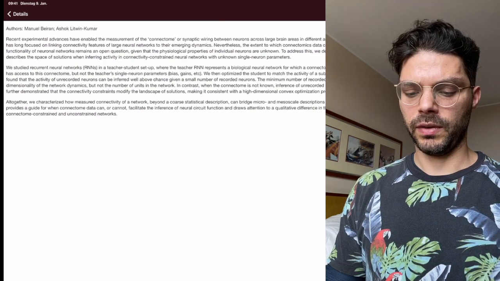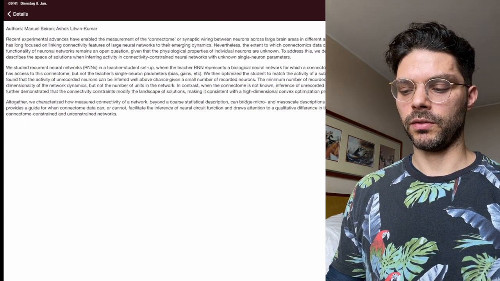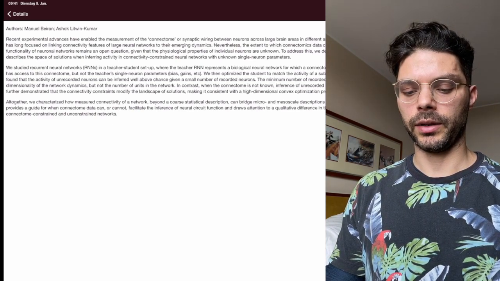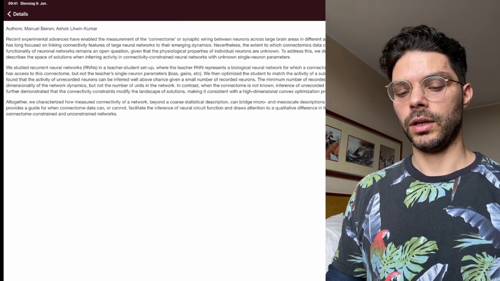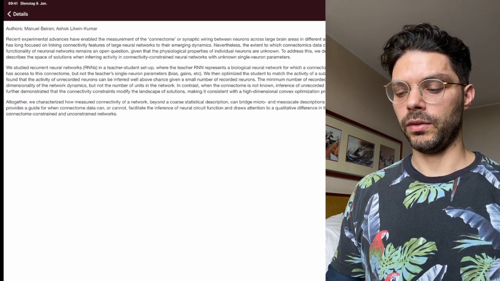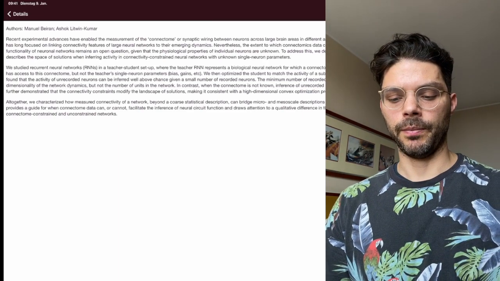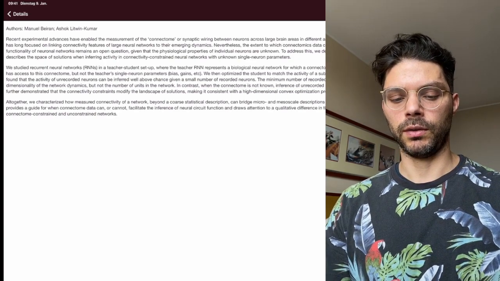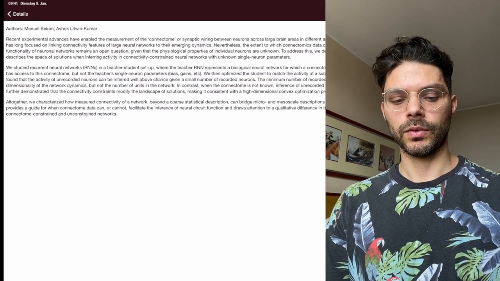Characterize how measured connectivity of a network beyond the core statistical description can bridge micro and mesoscale descriptions of neural dynamics. Our theory provides a guide for when connectome data can or cannot facilitate the inference of neural circuit function and draws attention to a qualitative difference in the solution spaces of connectome-constrained and unconstrained networks. That's really cool, so I'm really excited to see that. I think that'll be very interesting and very useful for the kinds of data that are coming out of our lab now, among others.